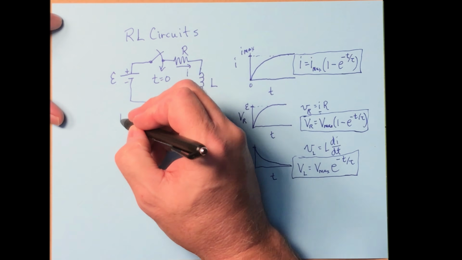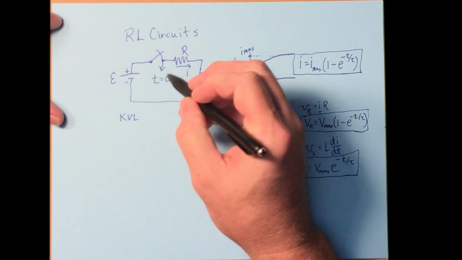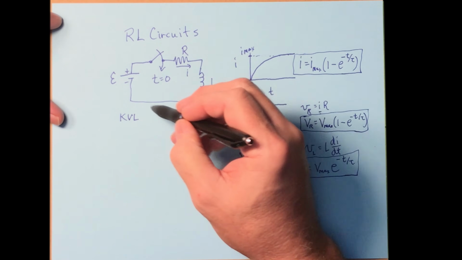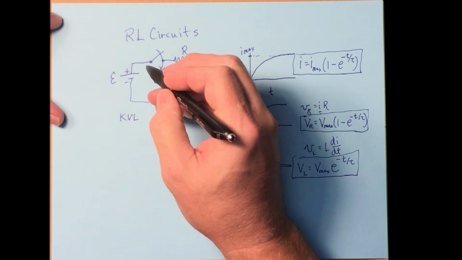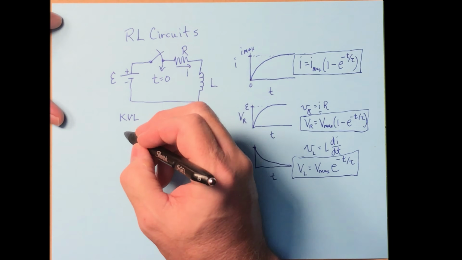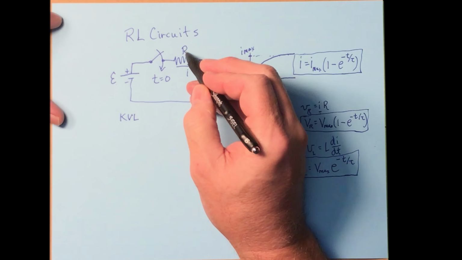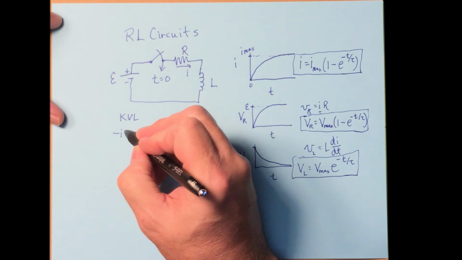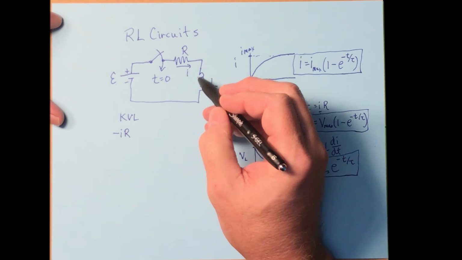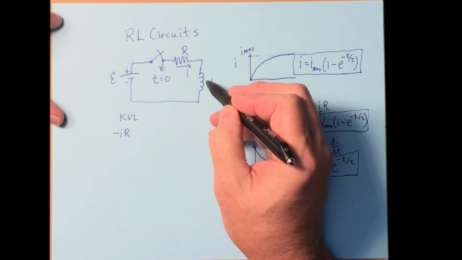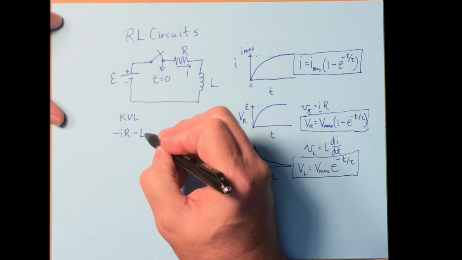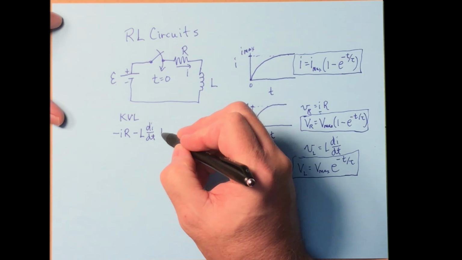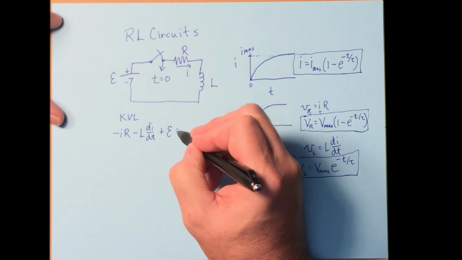Let's do KVL. We have one loop here. Everything has the same current. So let's write down our loop equation. I'm going to start in the upper left-hand corner and go clockwise. There's going to be a drop across the resistor, so minus IR. The next thing I encounter is an inductor. There's going to be a drop across the inductor. That's going to be minus L di/dt plus E equals 0.